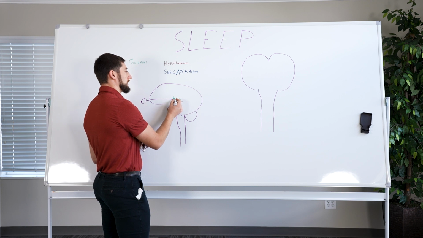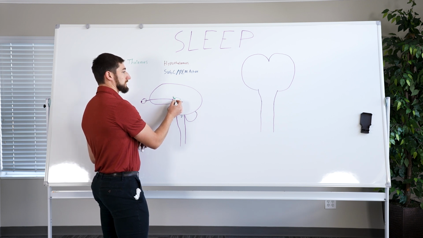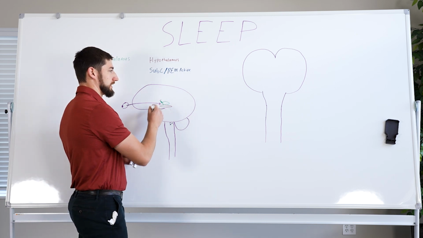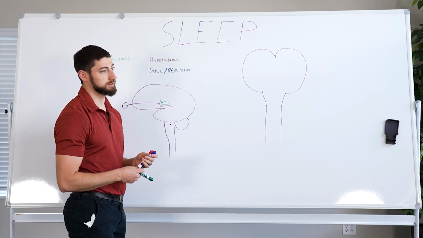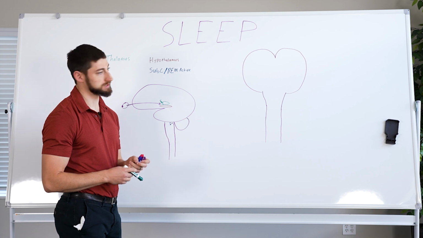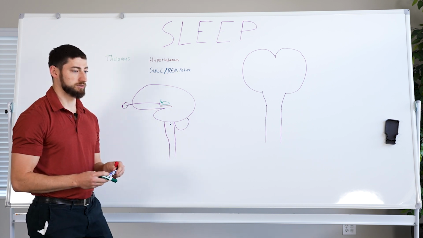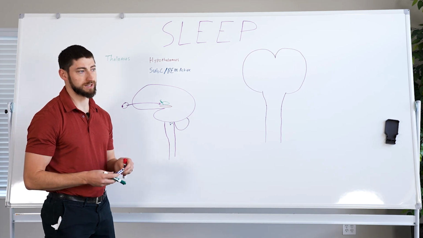And then it's going to go from the geniculohypothalamic tract. And this part we don't have yet, but it's going to go between the intergeniculate leaflet and the suprachiasmatic nucleus of the hypothalamus. Okay, so that's going to be the main determiner of circadian rhythm, but not the only one.